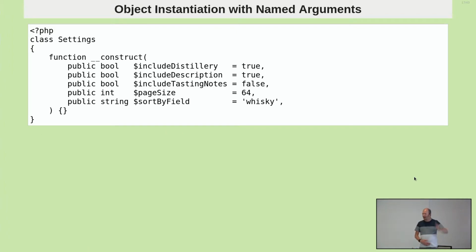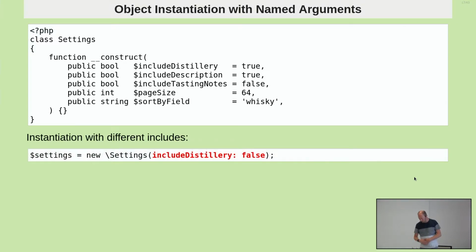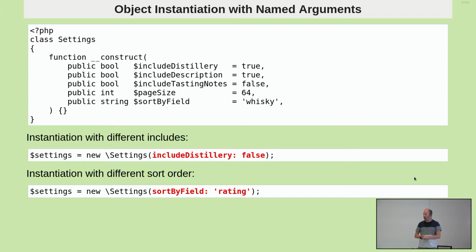So my slide title already gives this away. PHP now has these named arguments for this, where you basically can change only the values for the arguments that you specify. So in this case, I'm setting include distillery to false. So now I immediately know what it is for. It's for not including distillery information. And also, I'm not necessarily showing any of the other arguments either. Now that wasn't necessary in this example, but it was in this one, right? If I want to change the sort by field only to rating, then I can do that by just specifying that. And all the other arguments will have the default values.